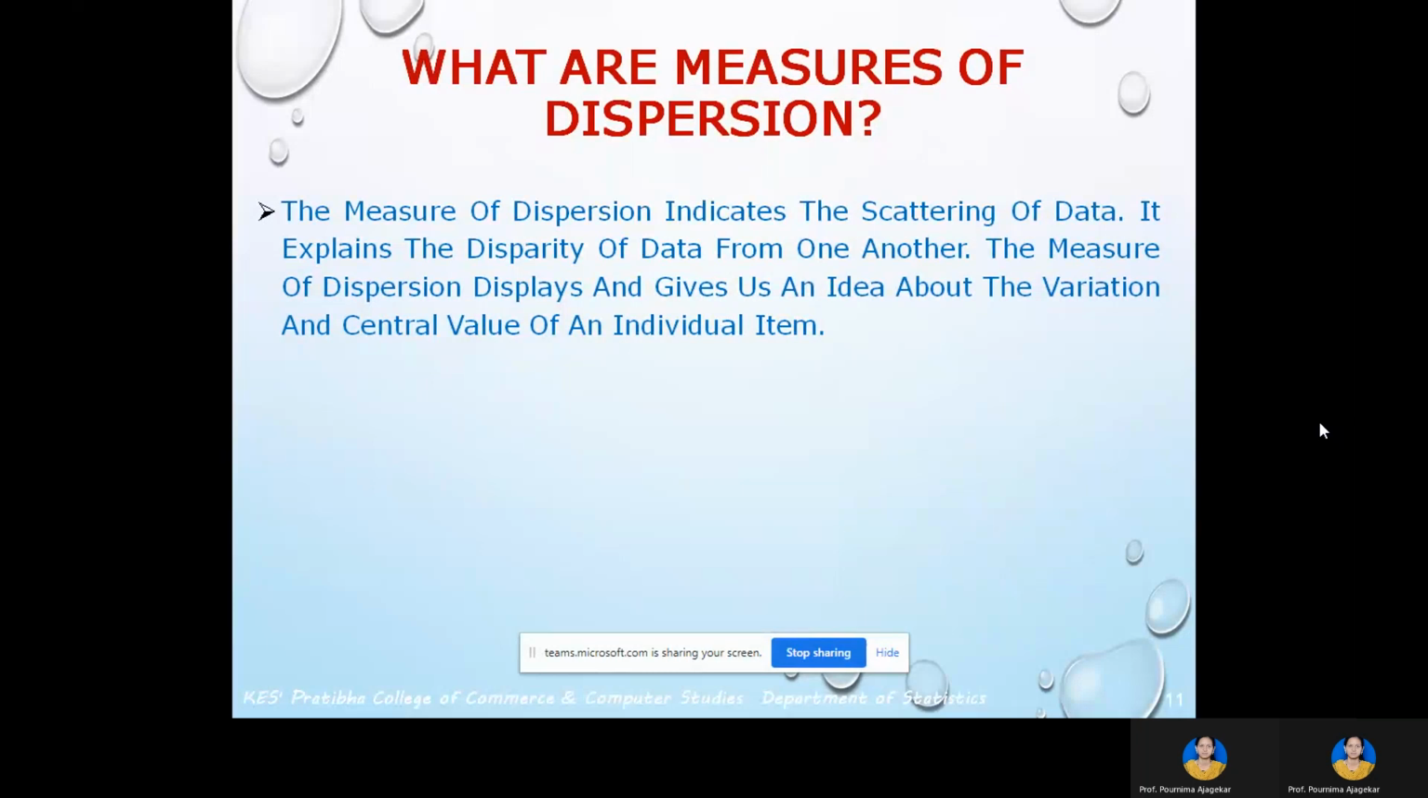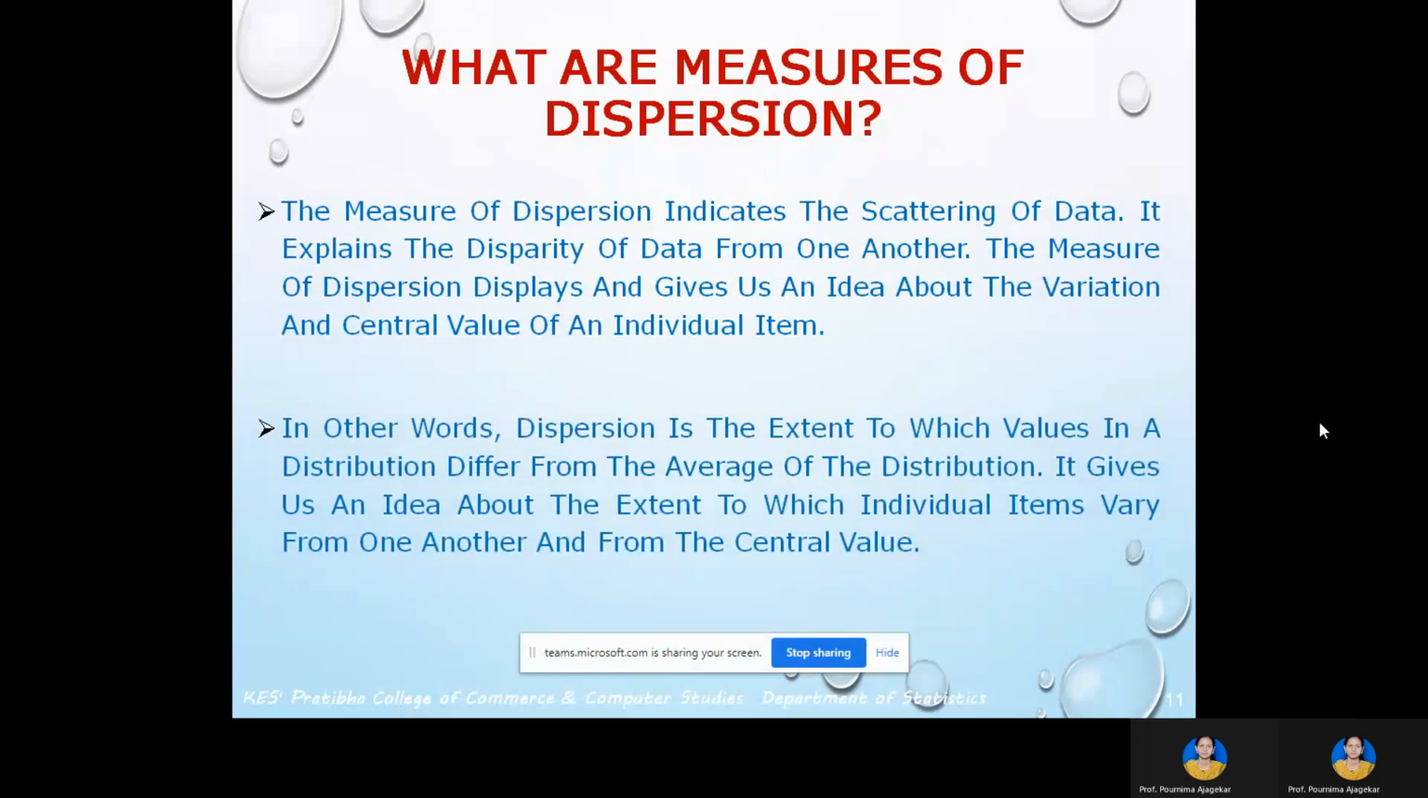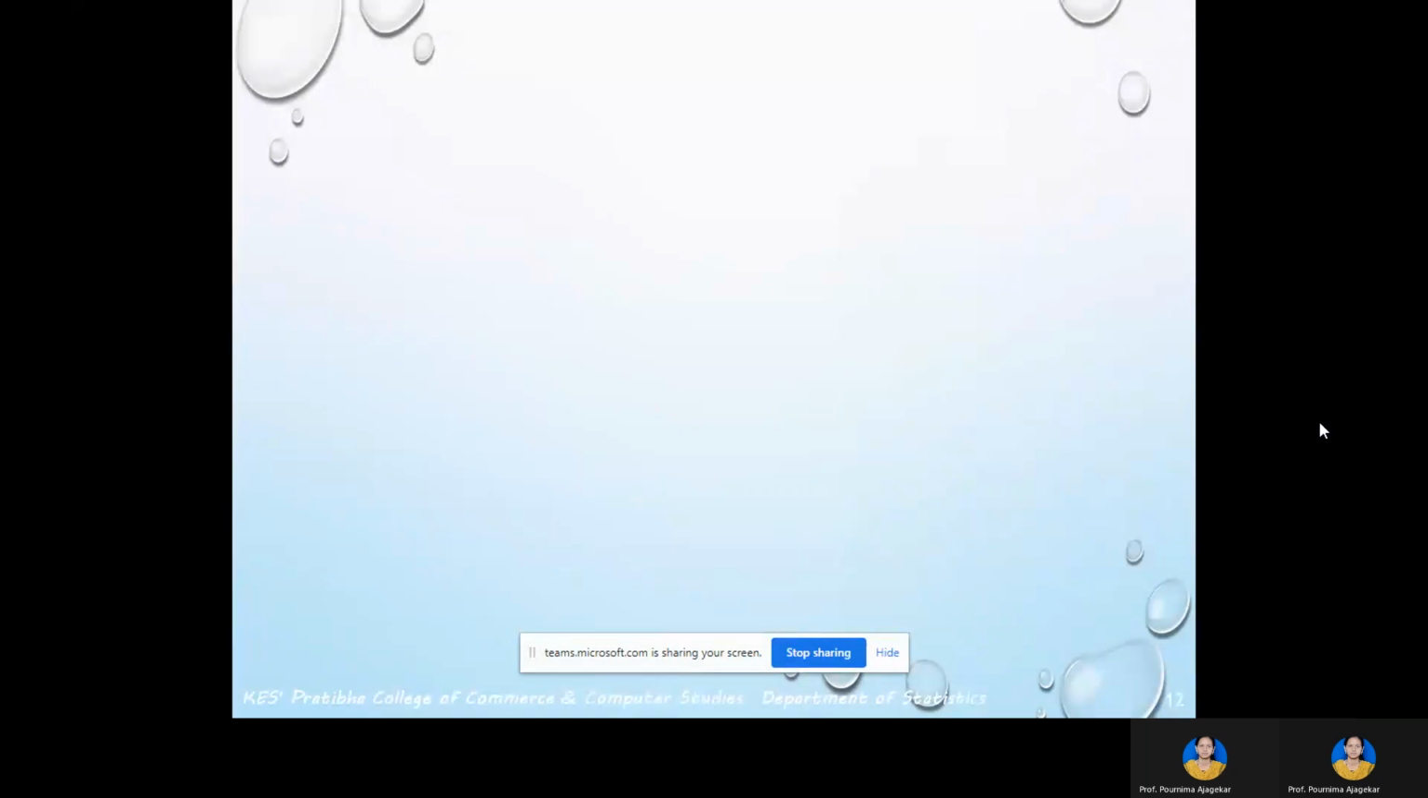The measure of dispersion indicates the scattering of data. It explains the disparity of data from one another. The measure of dispersion gives us an idea about the variation and central value of an individual item. In other words, dispersion is the extent to which values in a distribution differ from the average of the distribution. It gives us an idea about the extent to which individual items vary from one another and from the central value.